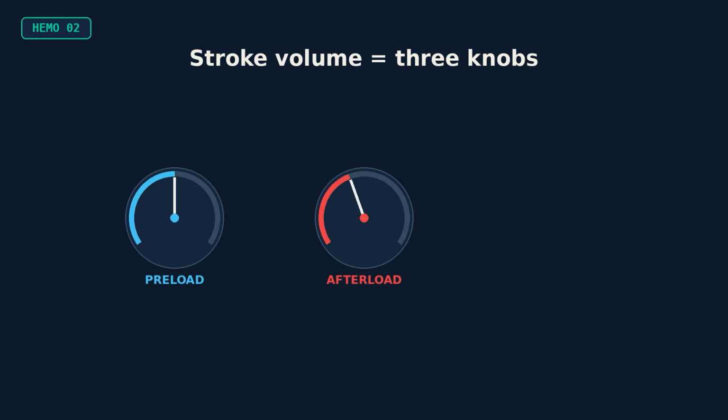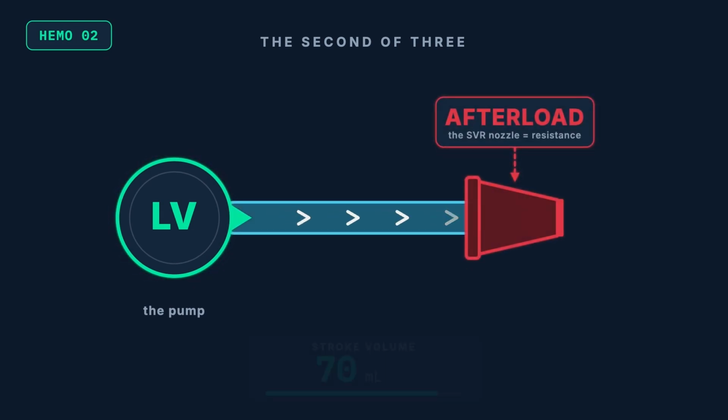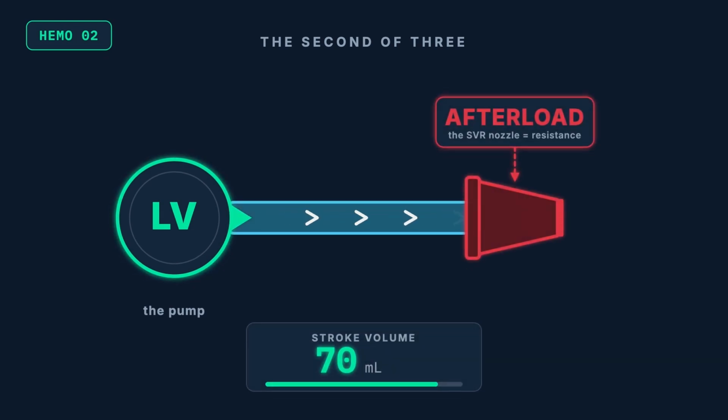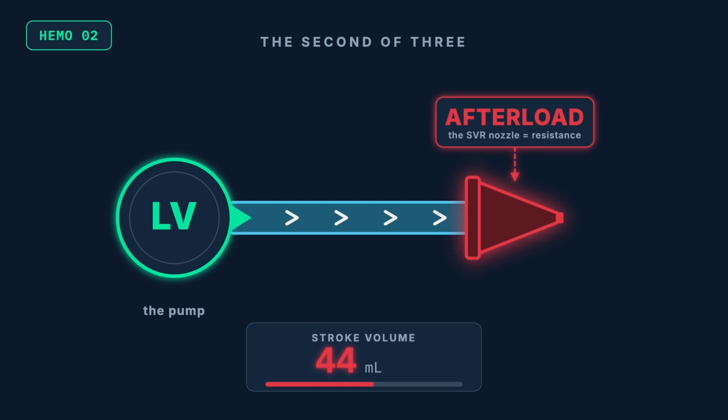Afterload is what the ventricle squeezes against, largely the same systemic vascular resistance we built out fully in HEMO 1. We're not reteaching the nozzle here, just naming it as the thing the pump has to push through. Turn that resistance up on a heart that's already struggling and stroke volume falls because it's harder to eject against.